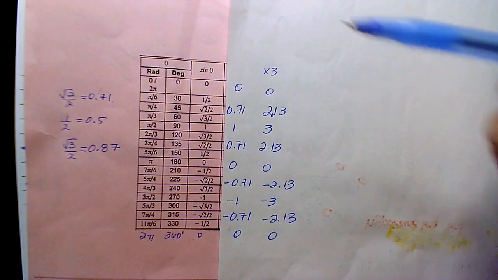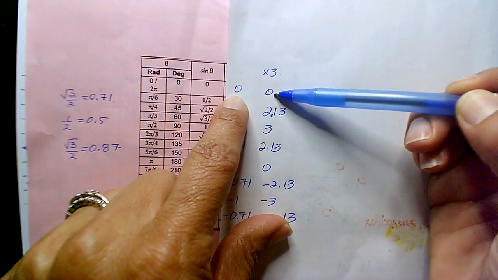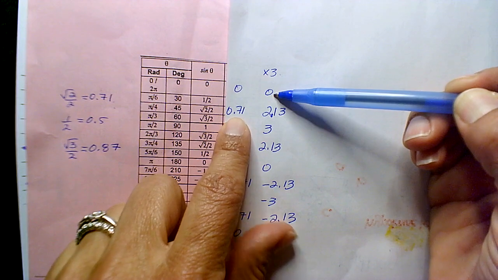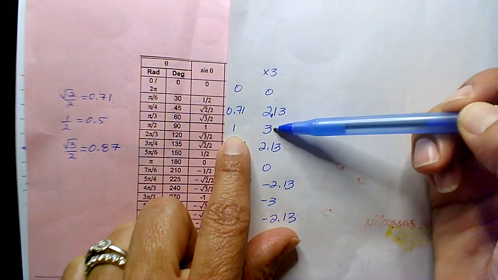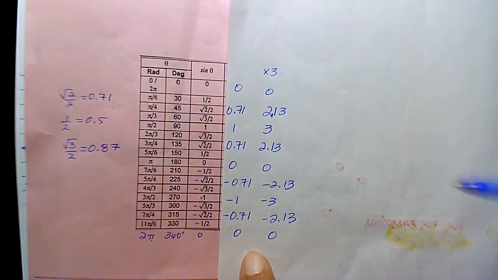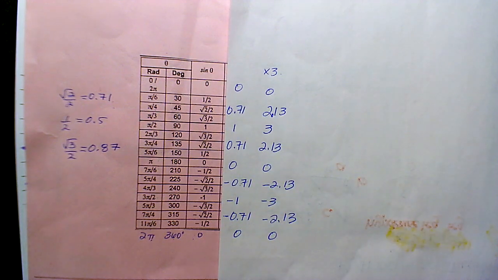Because the amplitude is 3, that means it's getting multiplied by 3. So 0 times 3 is 0. 71 hundredths times 3 is 2.13. 1 times 3 is 3. So all I'm doing is multiplying these parent values times my amplitude, 3. That's it. That's all we're doing here. Just like yesterday was 5, so we multiplied by 5.